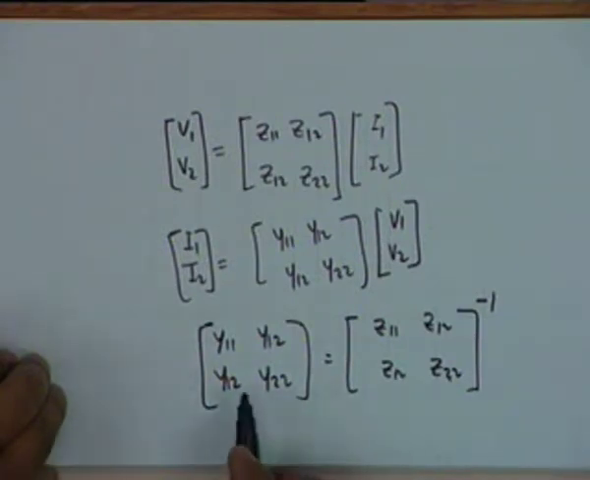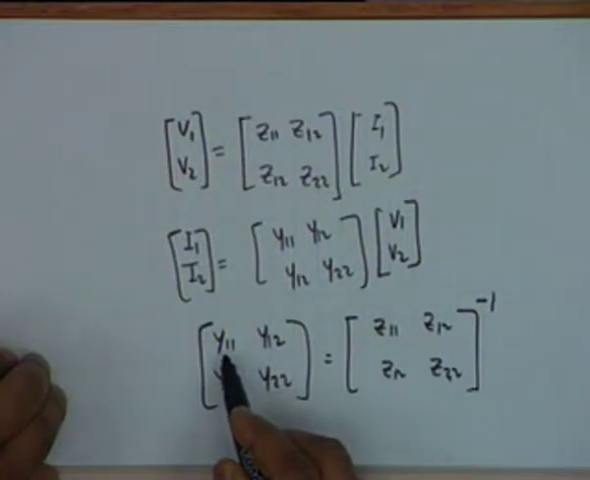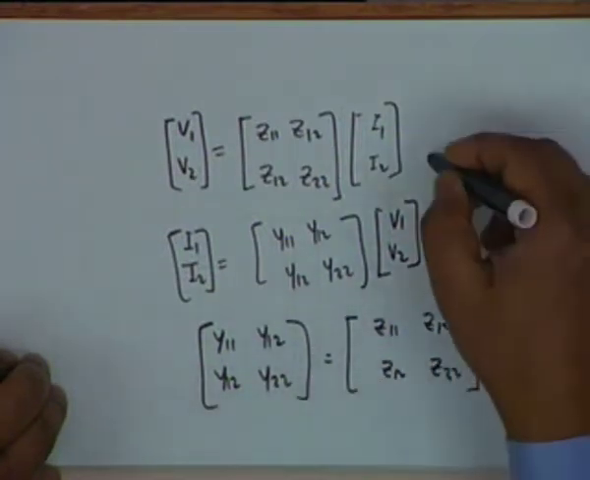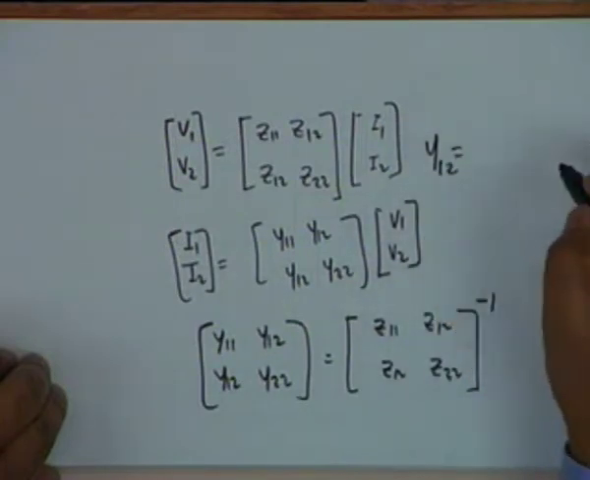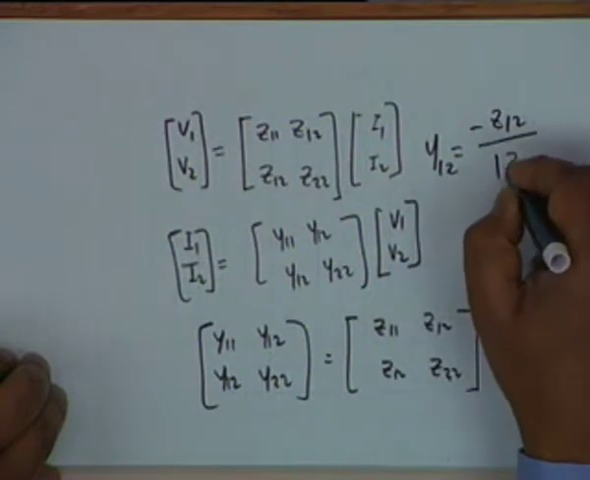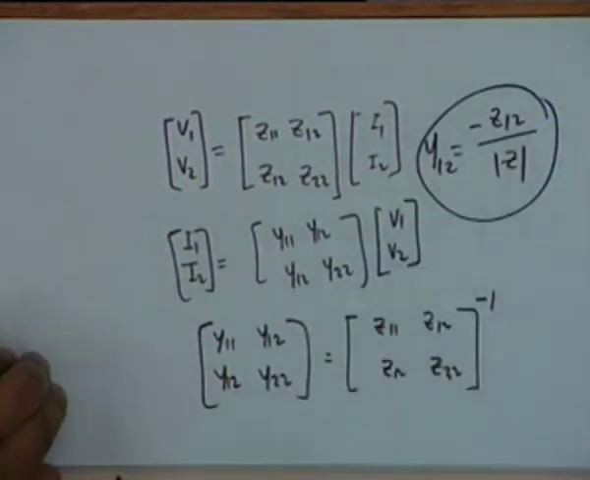All right. If this fact is recognized, then you can also find these parameters Y11, Y12, Y12 and Y22 in terms of the Z parameters, isn't that right? You can find, for example, Y12, as you can see, is simply minus Z12 divided by the determinant of Z. Is that okay?